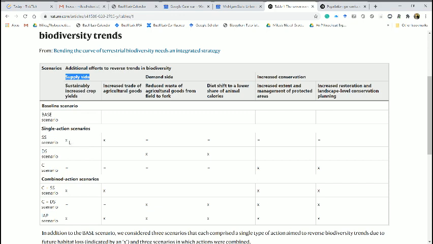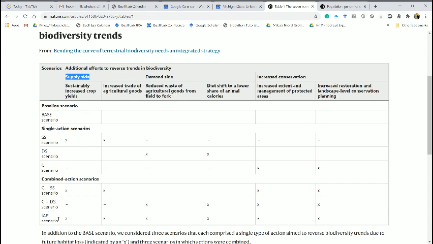Okay, that makes sense. The effects of the SS scenario: we have to both sustainably increase crop yields and increase trade of agricultural goods. To get the DS scenario, we have to reduce waste from agricultural goods and have more plant-based diets. I wonder how far along the spectrum to plant-based diets the authors modeled. And then C stands for conservation. So to get the C scenario, we have to increase the extent of protected areas and increase restoration.